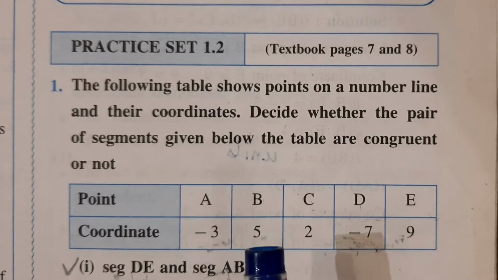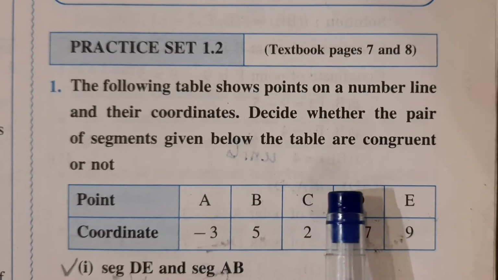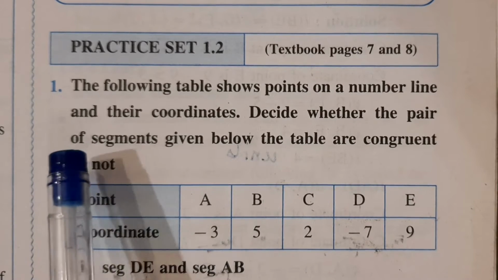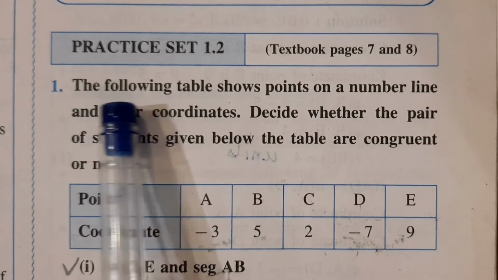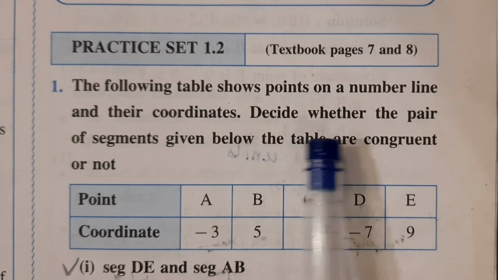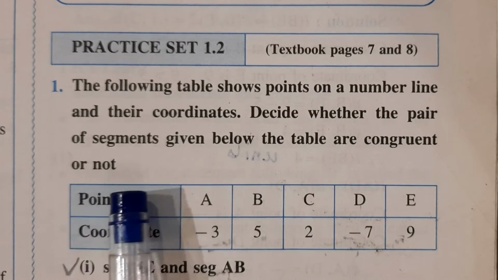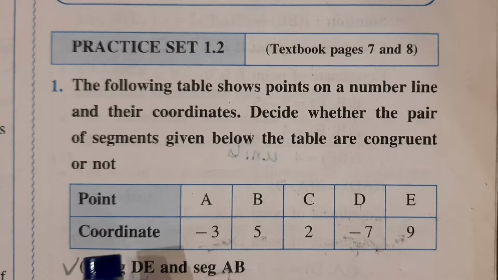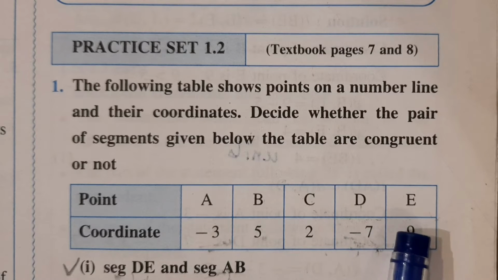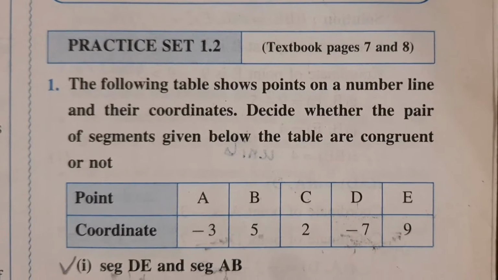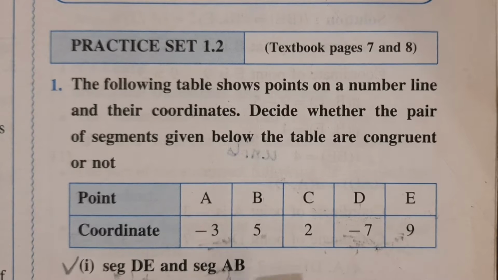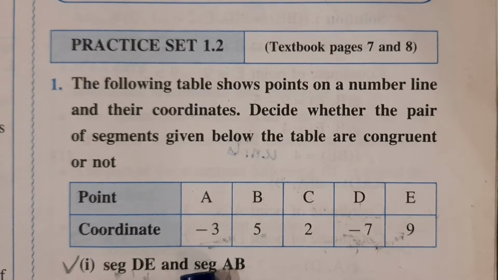Students, you can open your textbook page 7 to see the questions. It will be better for you. I'm reading the question for you. The following table shows points on a number line and their coordinates. Decide whether the pair of segments given below are congruent or not. These are the points and these are the coordinates of the points. We have to decide whether segment DE and segment AB are congruent or not.